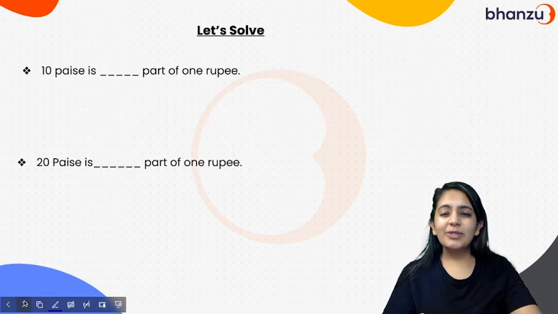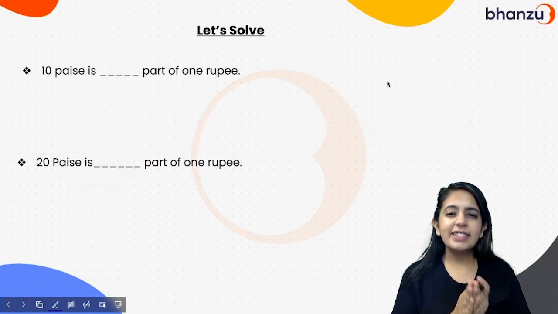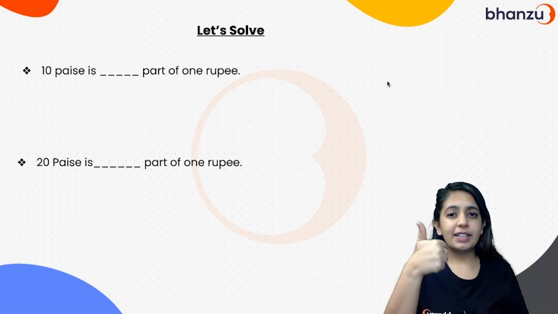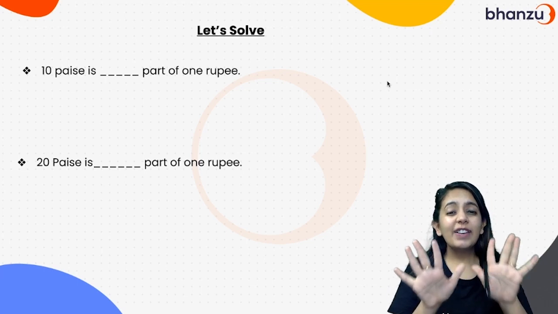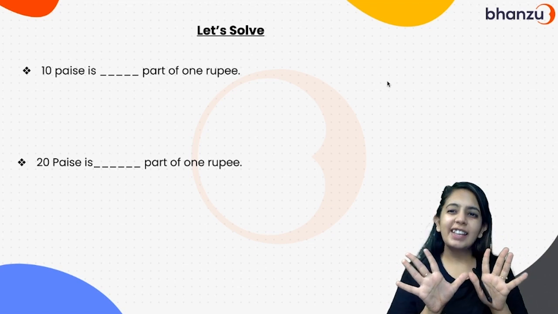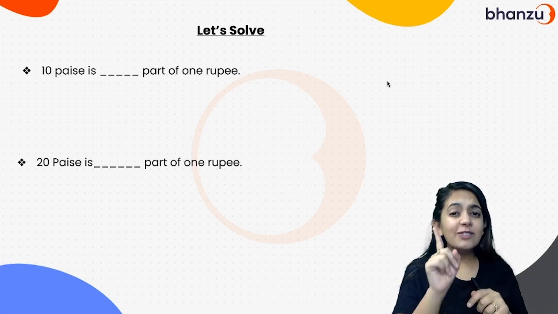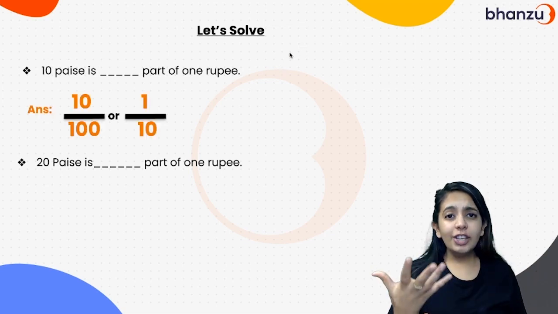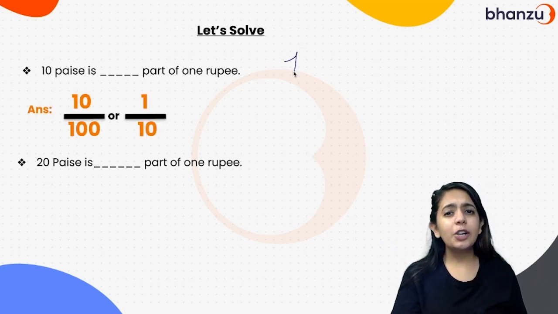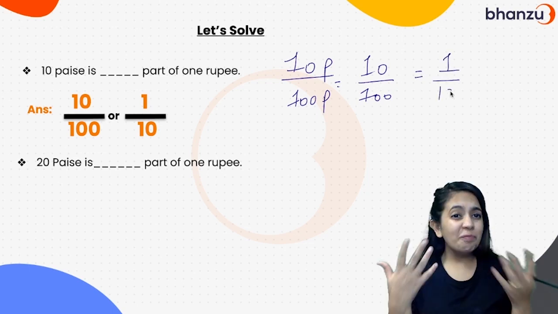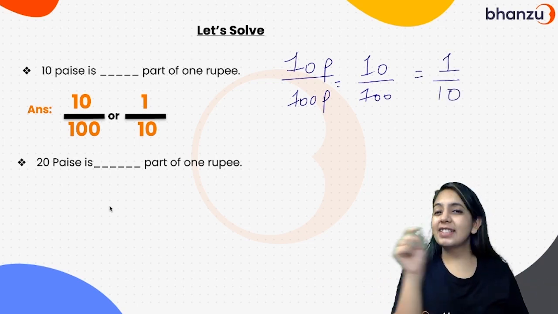Now it's time to do some fill in the blanks. So tell me, 10 paisa is dash part of 1 rupee. So if I take 10 coins of 10 paise each, they're going to make my 100 paise, right? 100 paise means 1 rupee only. So what is 10 paisa equal to? That means what is 1 coin out of 10 coins, right? It's 1 by 10. Or you can use the concept and find the answer that 10 paise out of 100 paisa is equal to 10 by 100, or it is also equal to 1 by 10 in simplest form. Right?